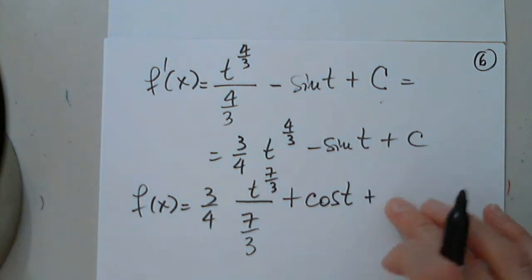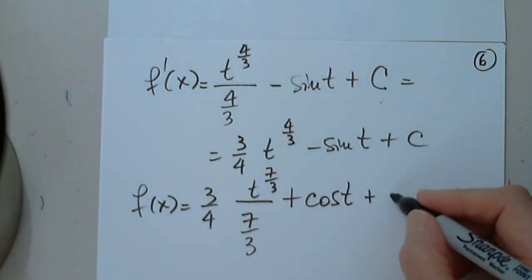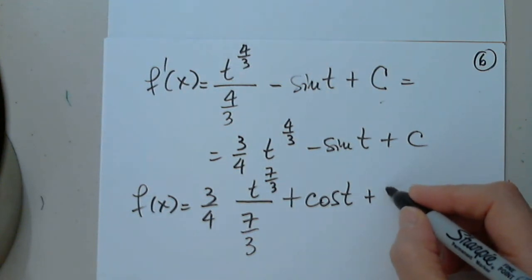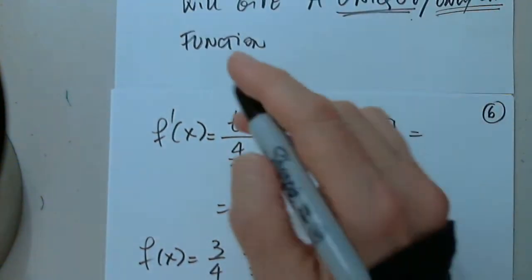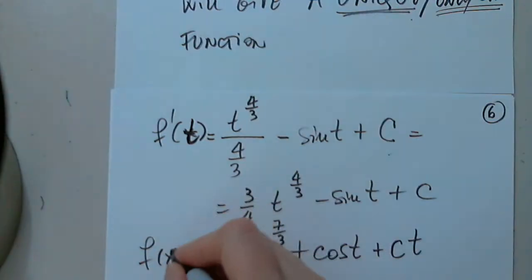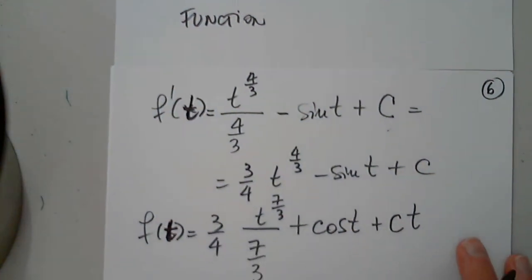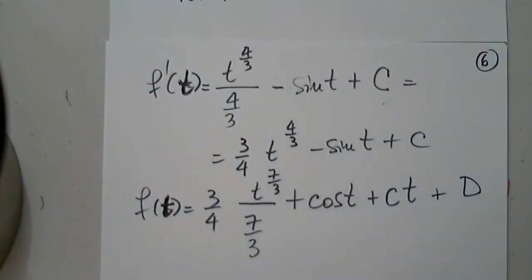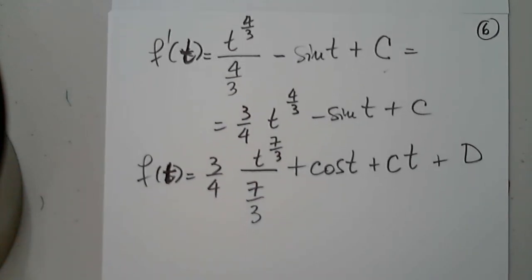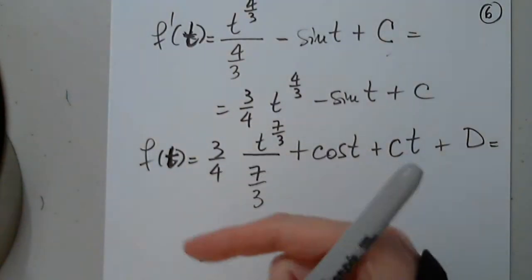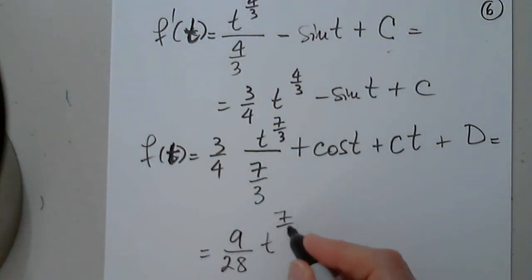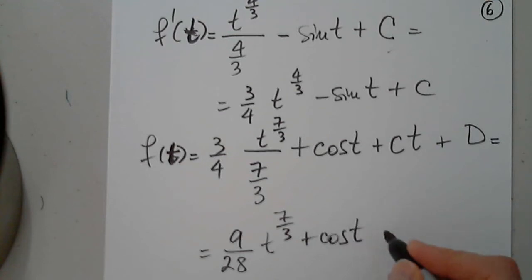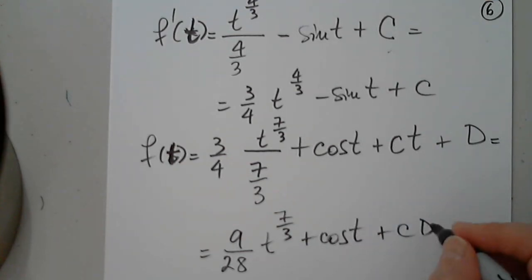Plus, which function prime is c? ct. Very good. Plus d. Sorry, you're right, I wrote x. So I flip this. So I have 9 over 28 t to 7/3 plus cosine t plus ct and plus d.